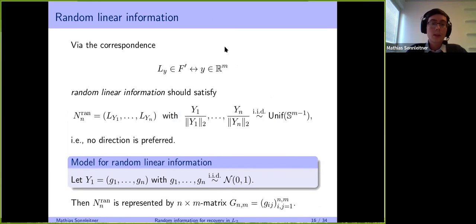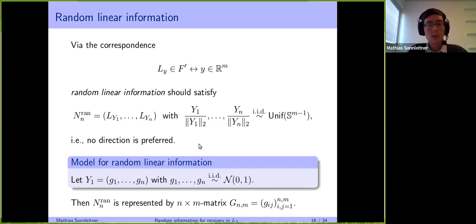So how should we define random information first? We have the correspondence between linear measurements and vectors in R^m. And we want random linear information to satisfy the following. If it's given by random vectors y_1 to y_n, then we suppose that the directions of these vectors should be identically and independently uniformly distributed on the unit sphere of R^m, so that no direction is preferred, because we measure the error in the L2 norm, which is rotation invariant.